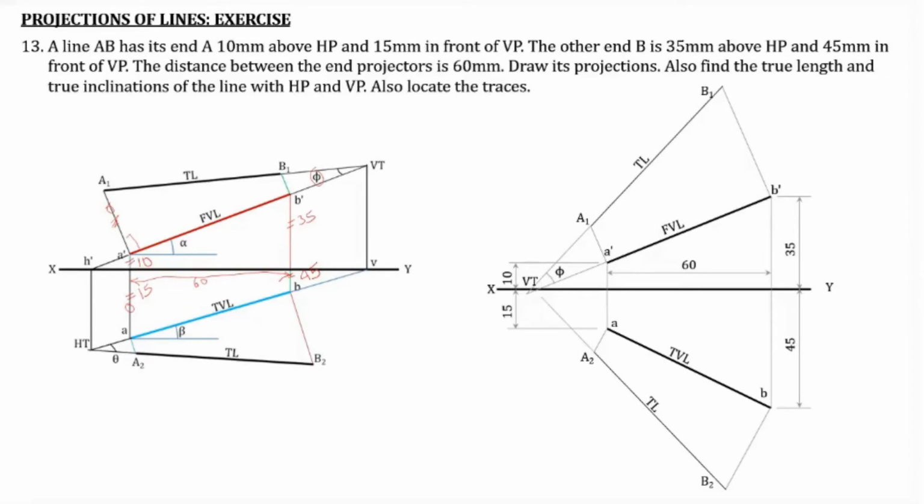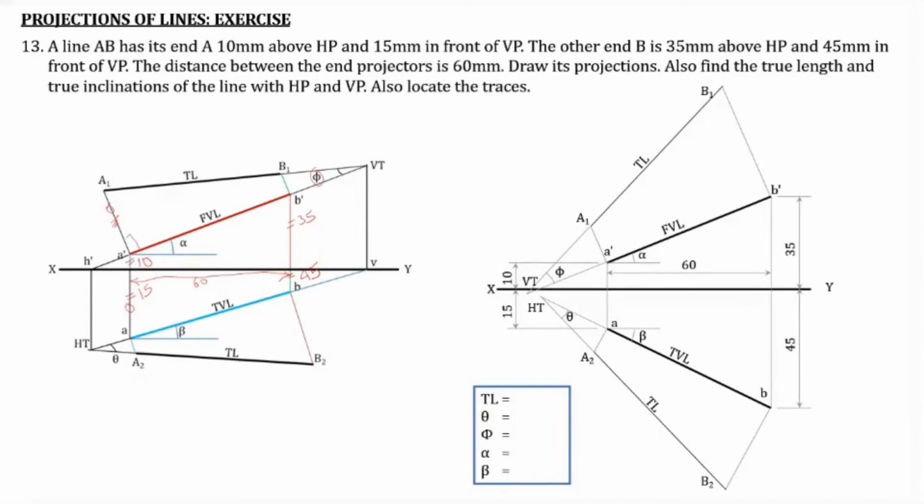Now extend the true length line in the top view and extend the top view. The point of intersection of both these extensions will give you the HT, the horizontal trace, and the included angle will give you the theta. Then mark the inclination of the front view with the XY line and the inclination of the top view with the XY line. So alpha as well as beta. Now finally complete it. That is it. I hope this is simpler than using our line rotation procedure. Now we can draw it in open board.